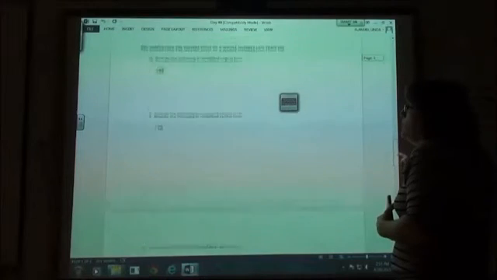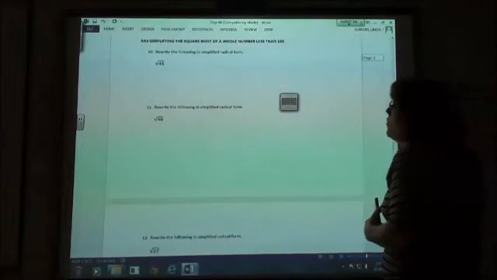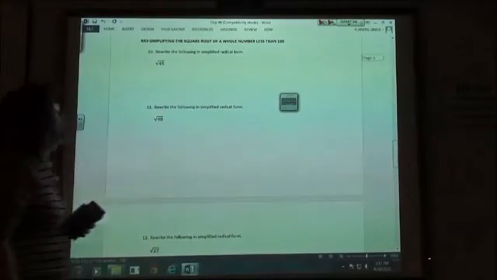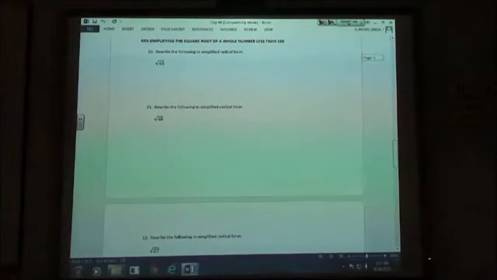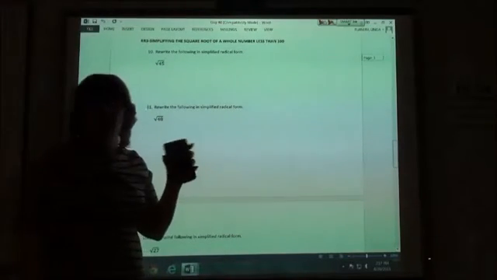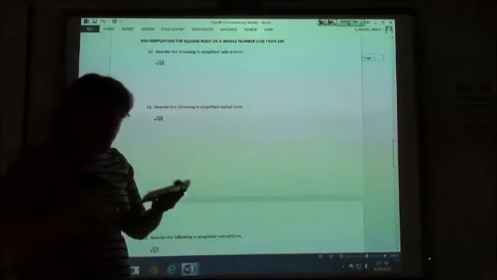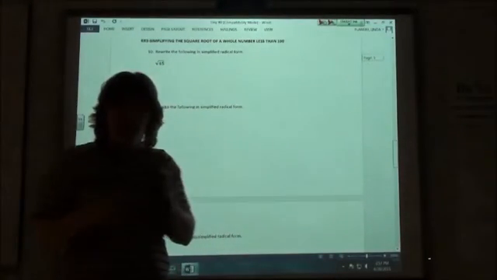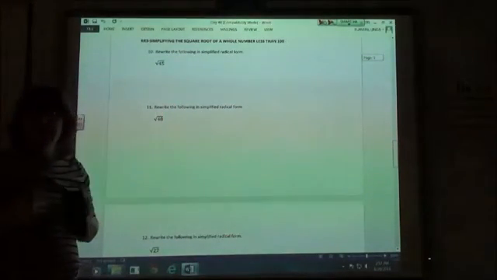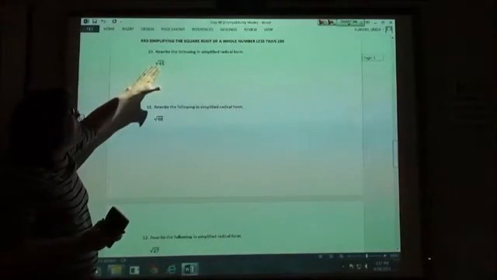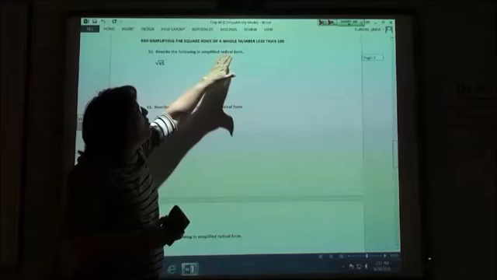The next ones, we are simplifying the square root of a whole number less than 100. Now these are going to be ones that are not perfect squares. If you took your calculator and put in the square root of 45, you get one of those irrational numbers, 6.7082033932. Irrational numbers, non-terminating, non-repeating decimals. Well, they tell us to write it in simplified radical form.